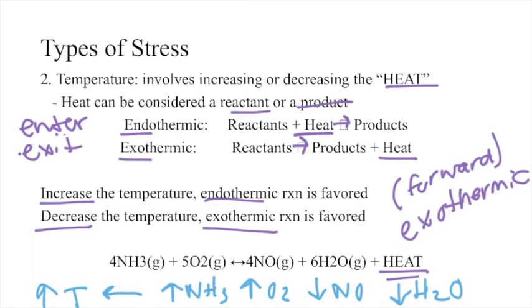Whereas if I decreased temperature, I would favor the forward direction, and my reactants would go down and my products would go up. So think of temperature as a reactant or a product, whether you're adding or taking away, and make sure you're aware of which direction is related to which reaction type, right? So exo or endothermic. Look at what side of the equation the heat is on and go from there.